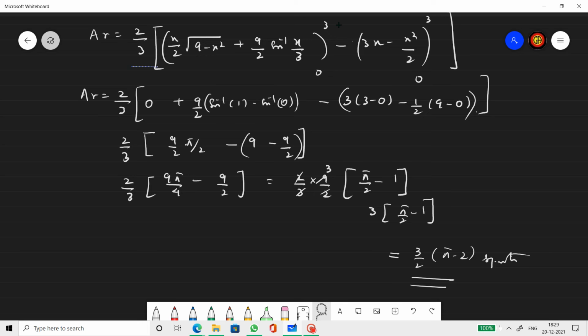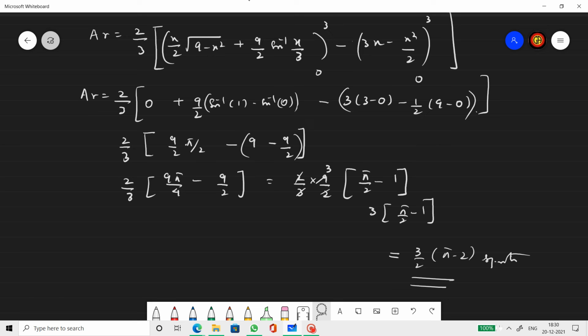2 by 3 stands common outside. Apply the upper limit and lower limit one by one, but very carefully. And then you end up getting the answer as 3 by 2 times pi minus 2. So this is the book answer.